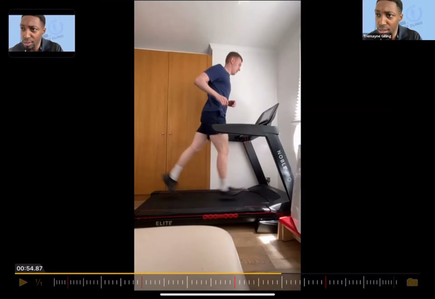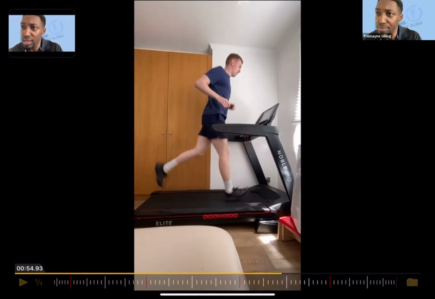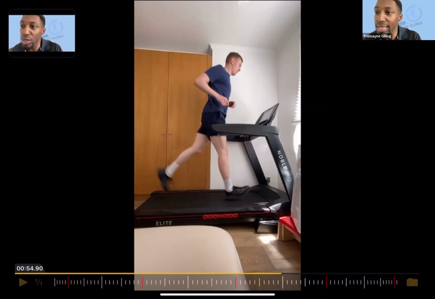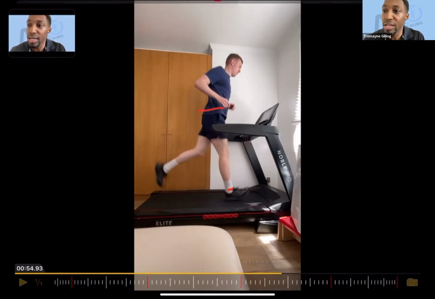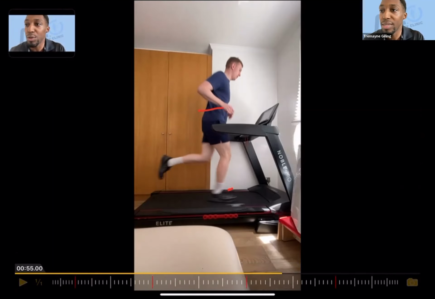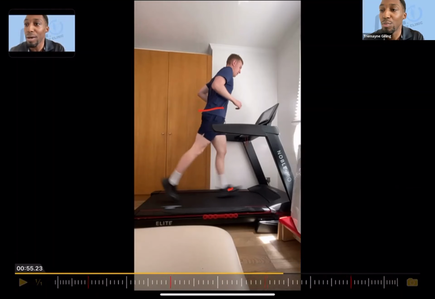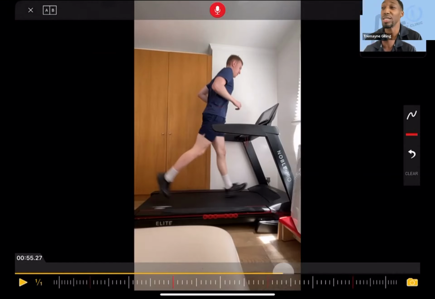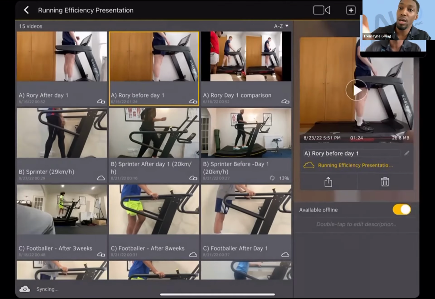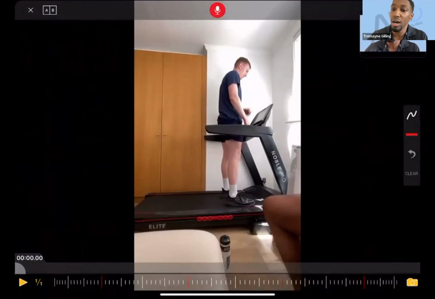So you can also see, as he's landing, because he's landing in front of his center of gravity here, if you watch his hips here, you can see they drop for him to then go up to move forward. So he's losing a lot of time, but there's a lot of things that you can see that can be improved on. And then we're going to have a look at the after video.